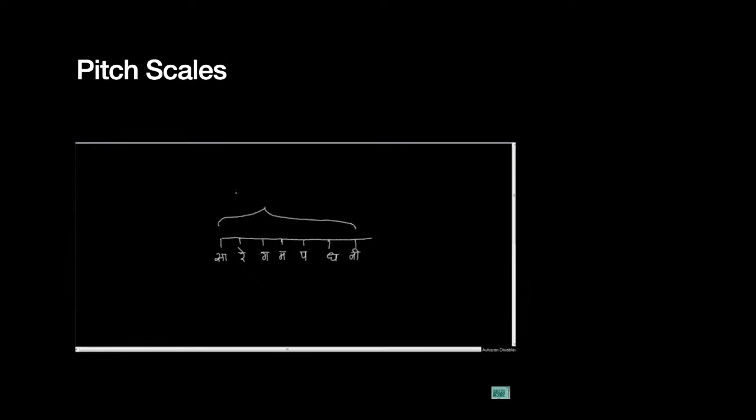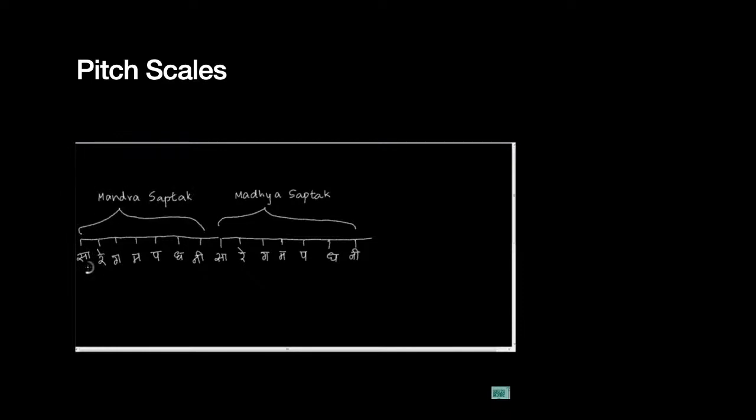First is the middle octave or madhya saptak, which is the original octave. Then is the lower octave or mandra saptak. The frequency of the swaras of the mandra saptak is half of the frequency of the swaras of the madhya saptak. The swaras of the mandra saptak are represented by a dot below them. The third octave is the tar saptak or higher octave. The frequency of its swaras is double that of the swaras of madhya saptak. The swaras of the tar saptak are represented by a dot above the swaras.